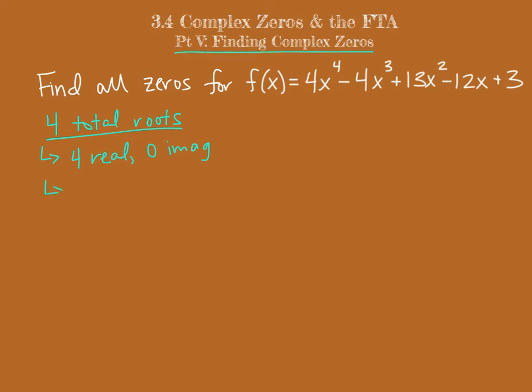The second option, since imaginary roots come in pairs, is that 2 of them are real and there's a pair of imaginary roots. The last option is that none of those 4 roots are real and there's 2 pairs of imaginary roots. All 4 of them are imaginary. So we have a couple different options. Let's take a look at the graph of this, and then we can use some of the other skills that we have from this chapter to determine where to start.